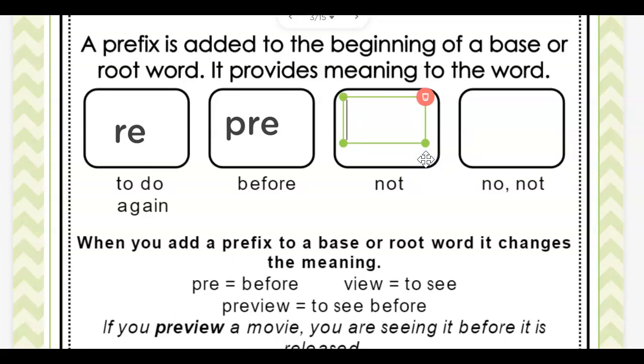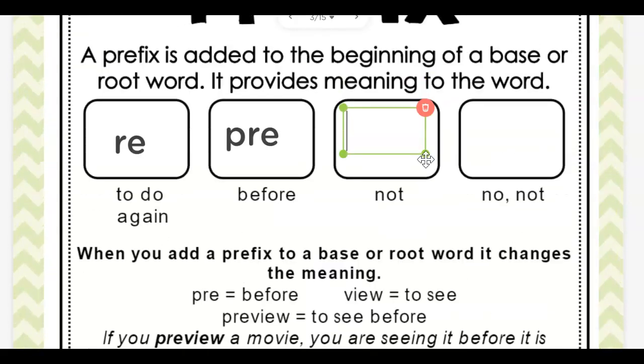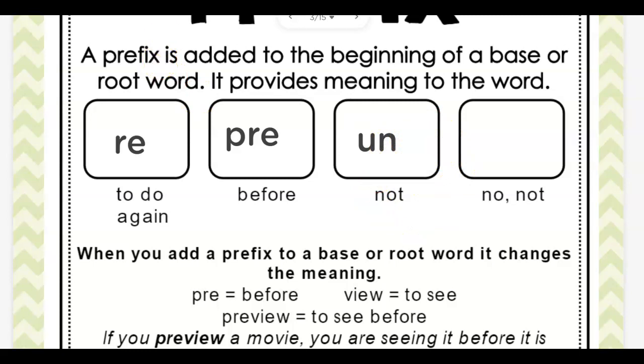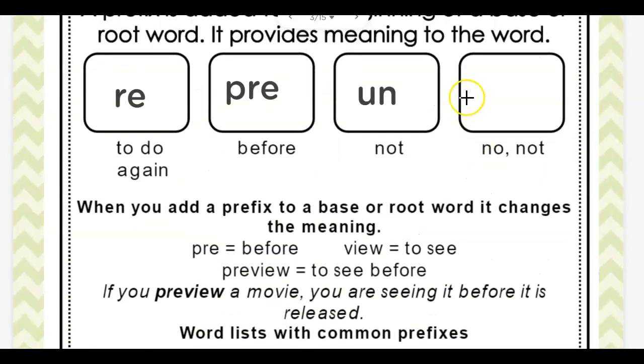The next one is un. And this prefix means not. So if I added it to the word do, undo, I would not do it. Or unavailable means I am not available. And finally, the last one is dis. Like disable. You are not able to do something.